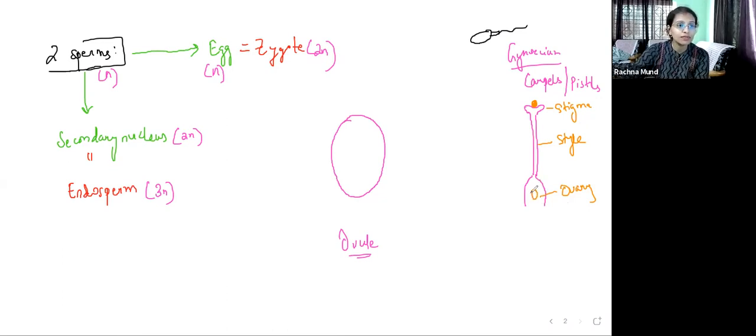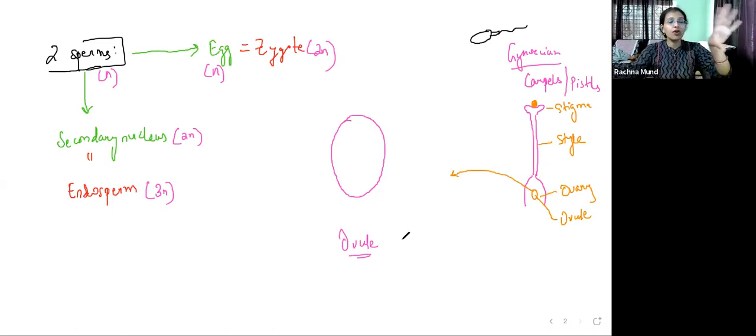Inside the ovary, what do we have? This structure. This is your ovule. Inside the ovary we have the ovule. Now that ovule I have zoomed here. I have drawn the enlarged image of it. Now let us see the structure of the ovule.